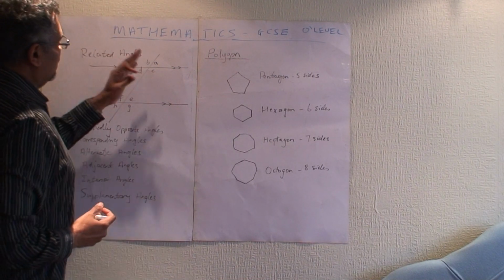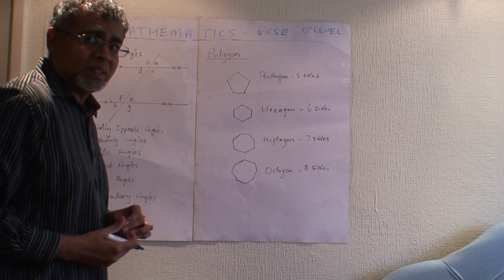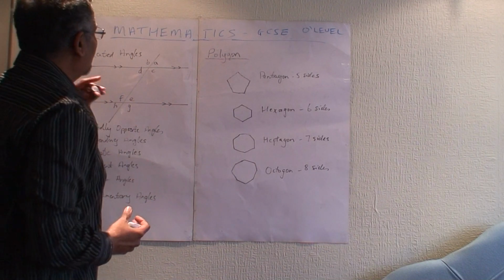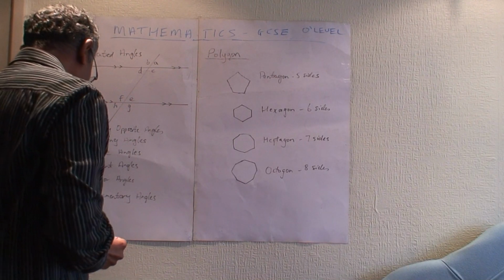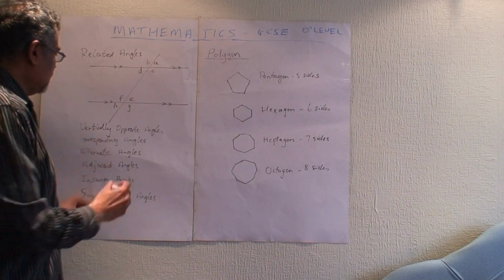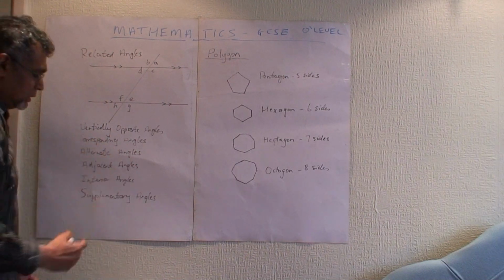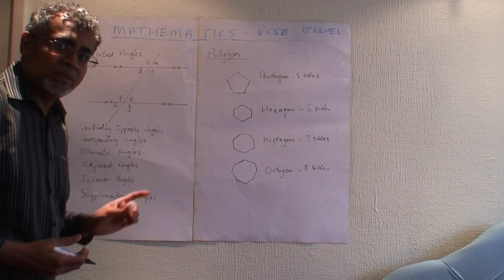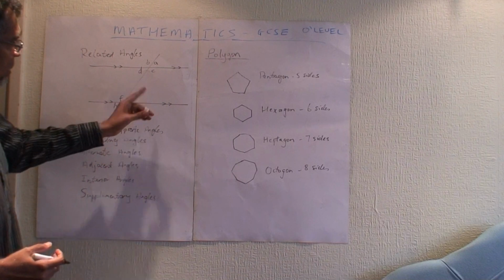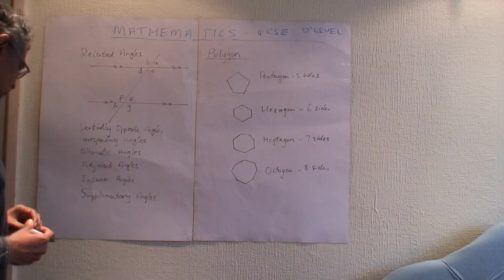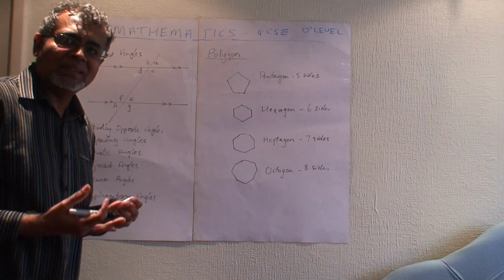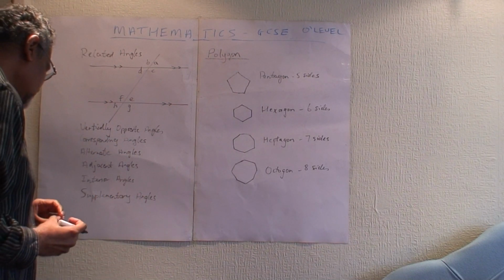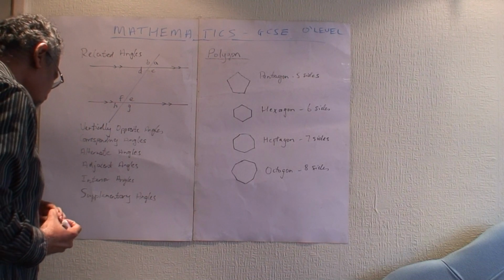So the lines that are intersecting like that will form angles. First of all, these are the names of the different angles when we look at the diagram. Now we see a line that says vertically opposite angles. Now what are vertically opposite angles?